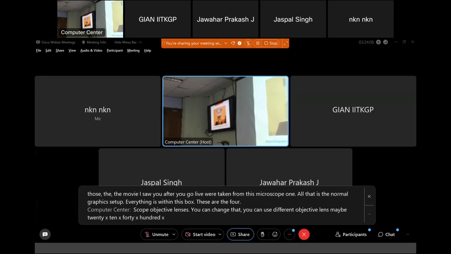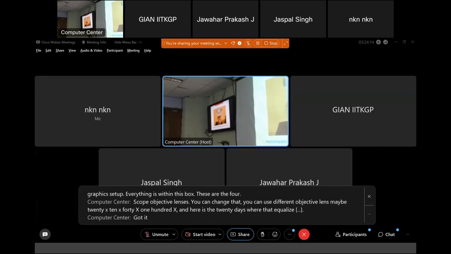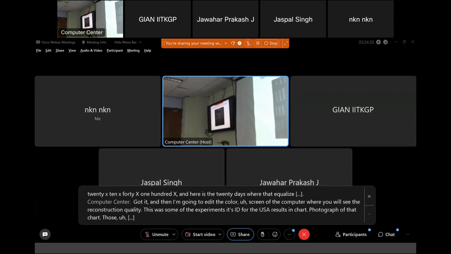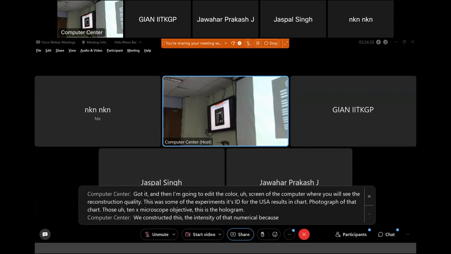And here is the Petri dish where that E. coli is kept. And then here is the camera and the computer screen where you will see the reconstruction quality. This was some of the experiments I did for the USAF resolution chart, hologram of that chart, using the 10x microscope objective. And this is the hologram. Reconstructed, this is the intensity of that numerical reconstruction. This is the phase part.